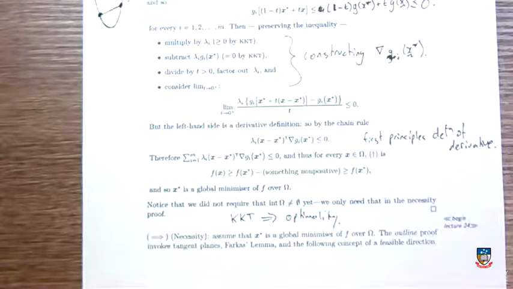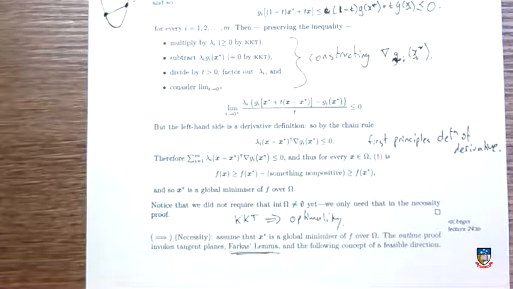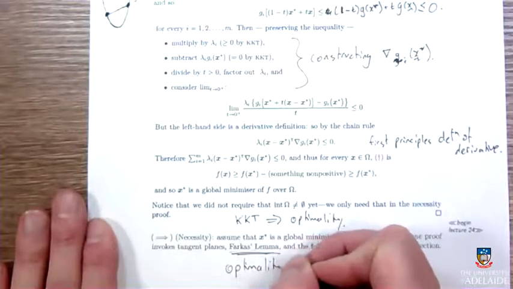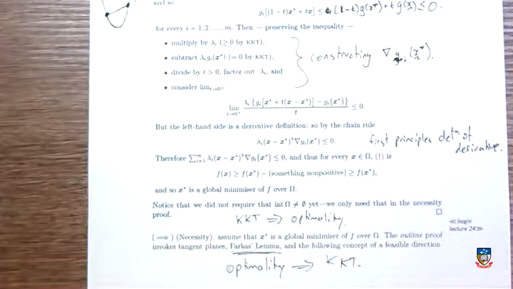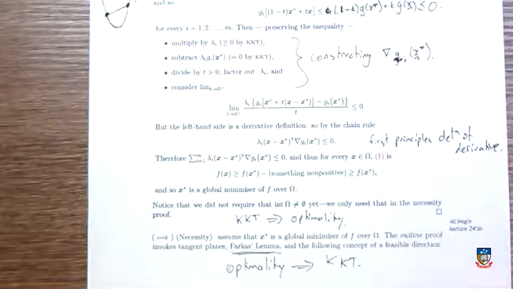So this really is sort of an outline proof here. And the key idea is where Farkas's lemma that we've talked about before really comes into play. Here I'm proving the direction that optimality implies the KKT conditions. So all I can use here, apart from these four bits of information, is that x star is a minimizer. That's all I can use. So it's a little bit more difficult.